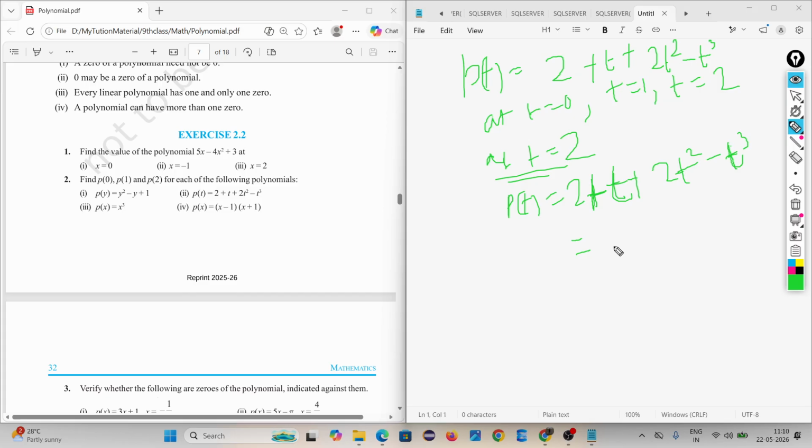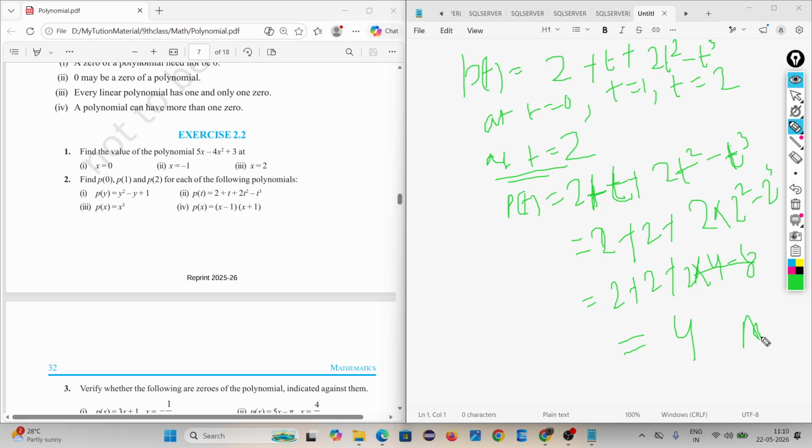Sir, answer 4. Okay, look. 2 plus 2 plus 2 into 2 square minus 2 cube. 2 plus 2 plus 2 into 4 minus 8. 4. This is your answer.